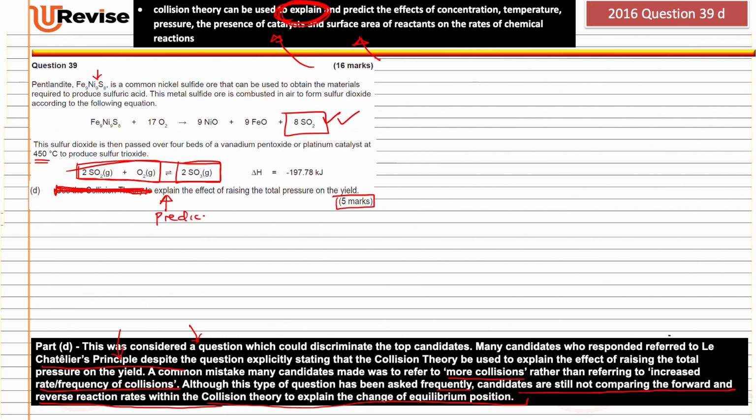it means you are using LCP. You can still use collision theory to predict. There is nothing wrong. The collision theory is more comprehensive. It covers both. But if you just want to quickly predict, the LCP or Le Chatelier's principle will do the job perfectly well for you. Now let's take a look at the answer to this question.